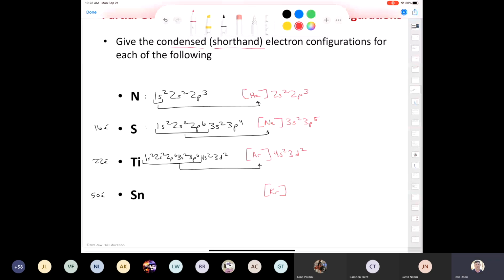And then what comes after krypton? Then you're in the 5th period. Then you have 5s2. Then you have to go all the way through the 4d, right? And there's a total of 10 electrons possible in 4d, 4d10, and then you have to go to 5p, and then you count over 1, 2. So 5p2, like that.